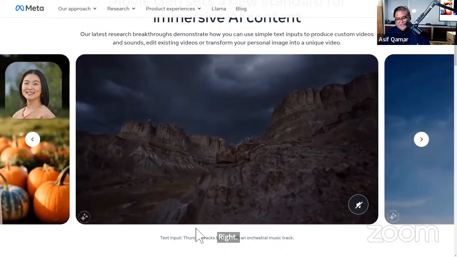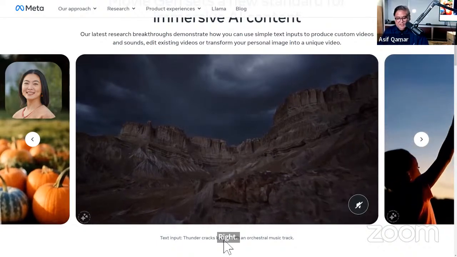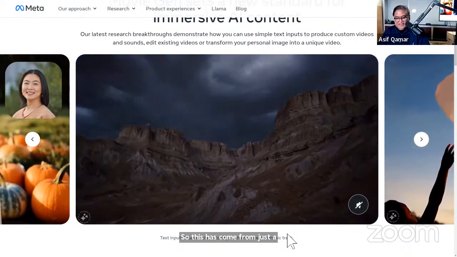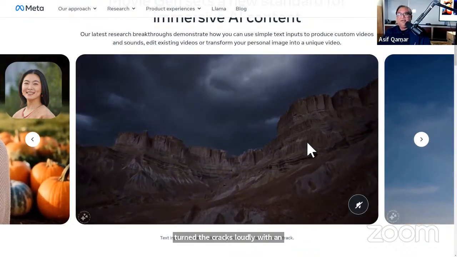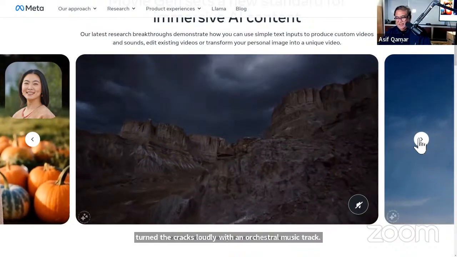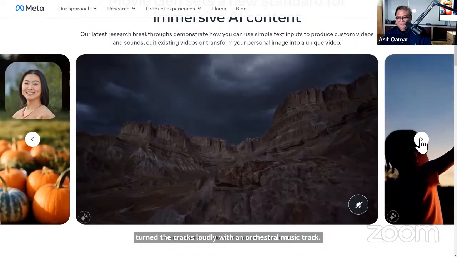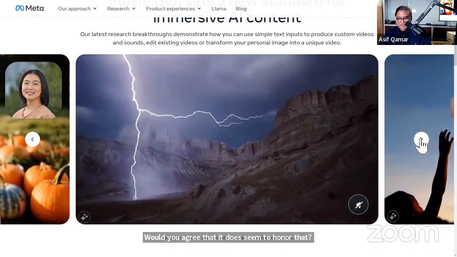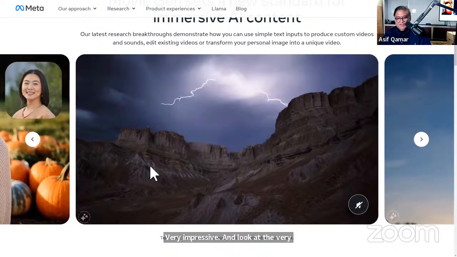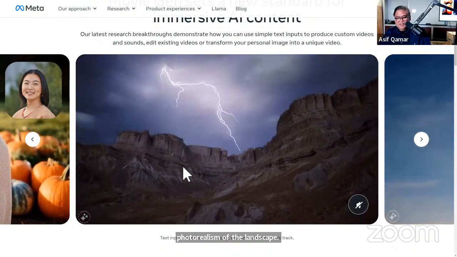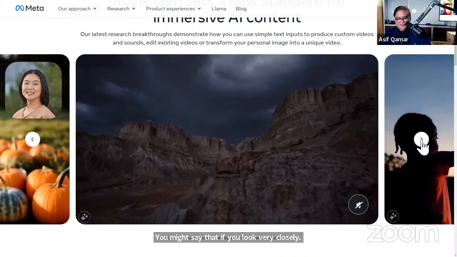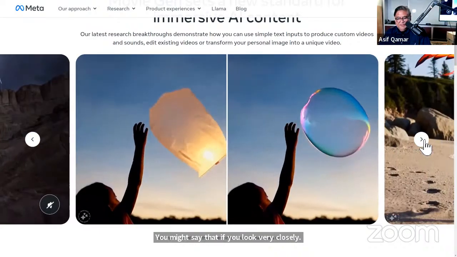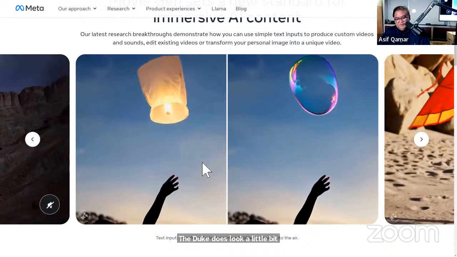So this has come from just a simple text input. Thunder cracks loudly with an orchestral music track. Would you agree that it does seem to honor that very well? And look at the photorealism of the landscape. You might say that if you look very closely, it does look a little bit artificial, perhaps.